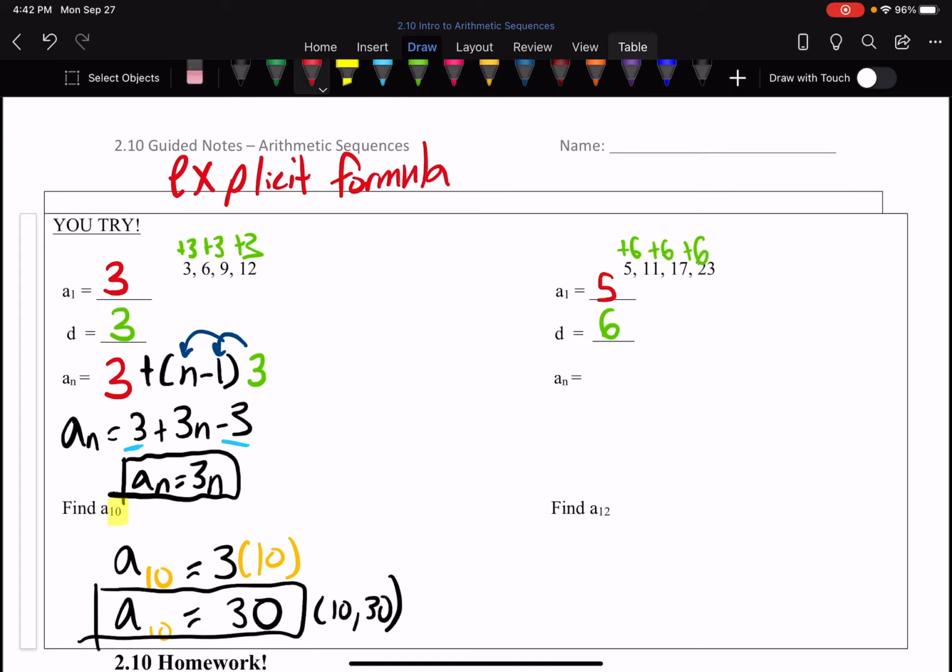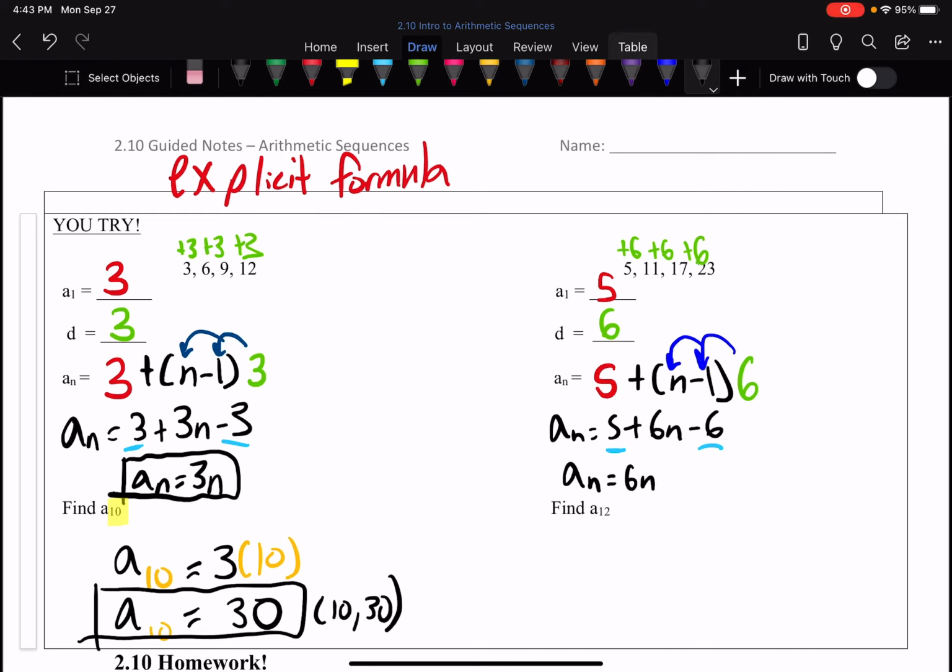So if I'm writing the explicit formula here, I've got my a sub 1 as 5 plus n minus 1 times my common difference of 6. I'm going to distribute the 6 into my parentheses. So a sub n equals 5 plus 6n minus 6. And combine like terms, so 5 minus 6 gives me a negative 1. So a sub n equals 6n minus 1.